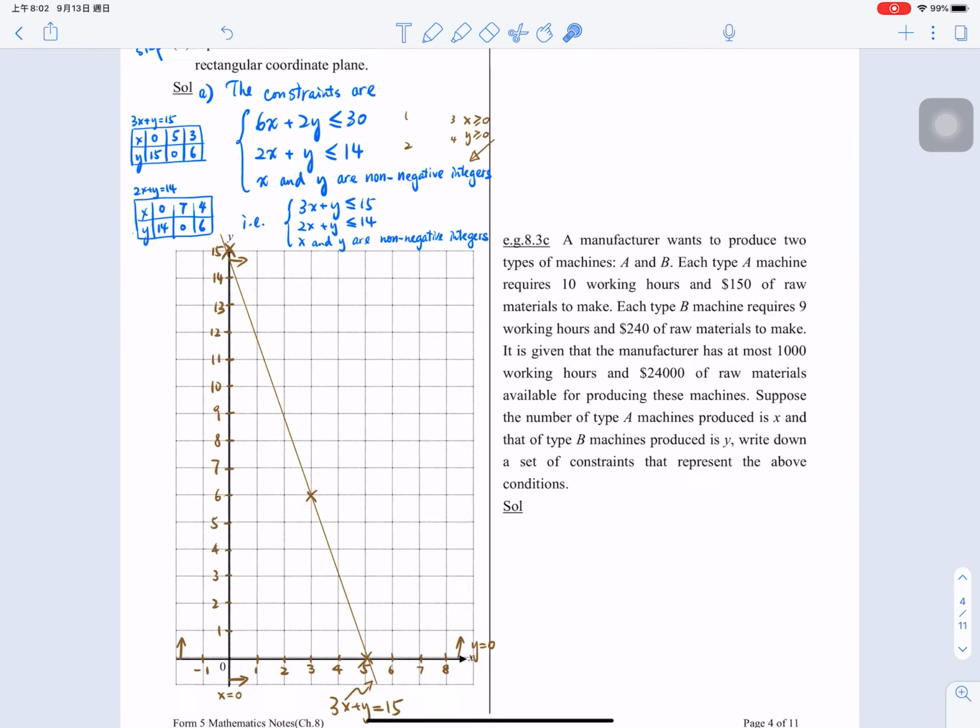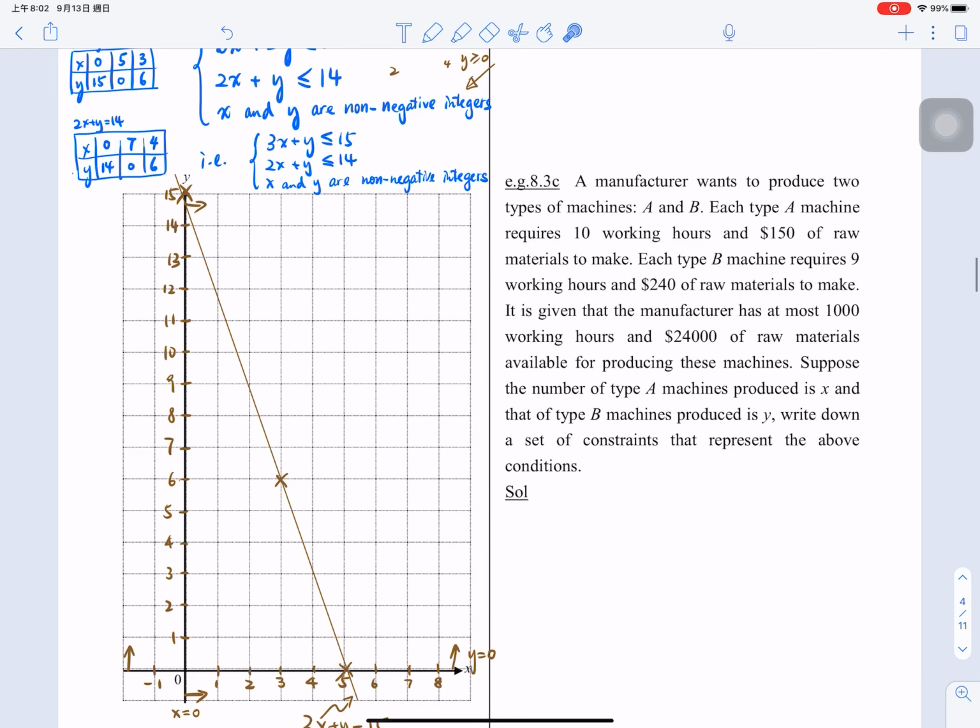Next, 2x plus y equals 14. 2x plus y equals 14. So one point is 0, 14. One point is 7, 0. And 4, 6. Okay. So now let's draw the points here. Okay. Good. This one, 2x plus y equals 14.